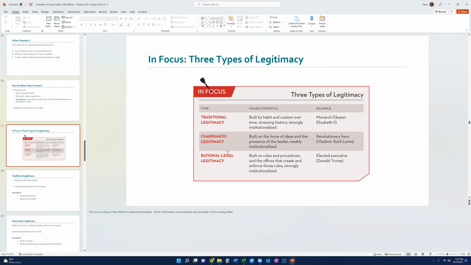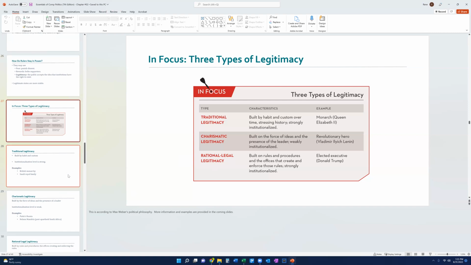Rational legal legitimacy, on the other hand, is built on rules and procedures in the offices that create and enforce these rules. It's strongly institutionalized. So the regime is built on rules and procedures, and because of this, it grants the state a rational legal legitimacy that's not common elsewhere. An example of how this works: whenever there's a newly elected official, that's how you can see that the change in governments is respected, because of the rational legal legitimacy of elections.